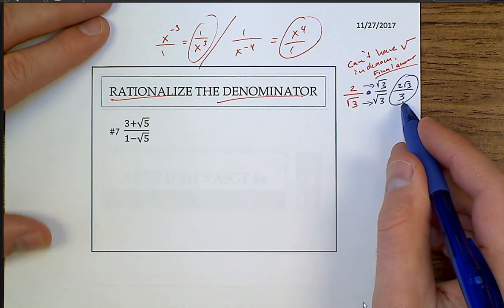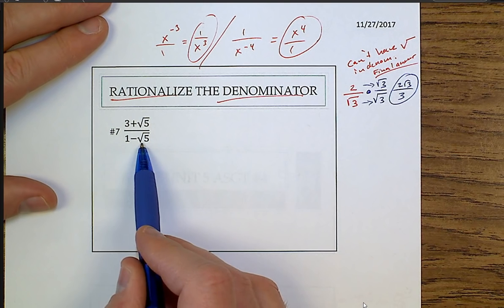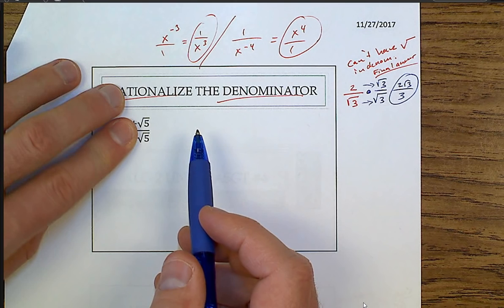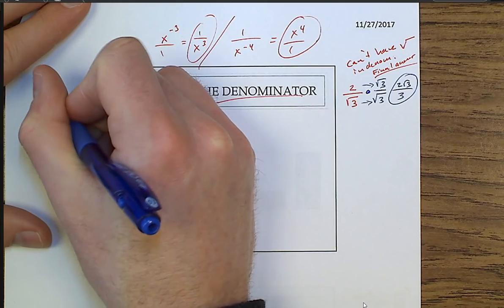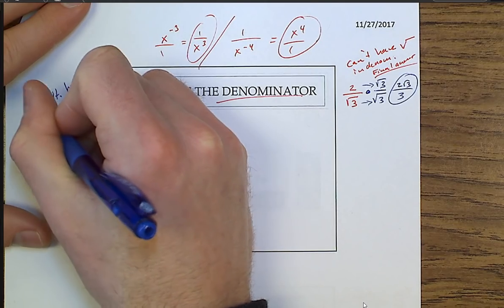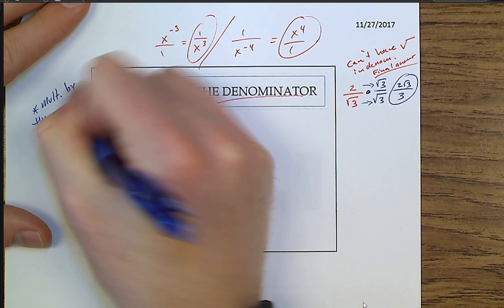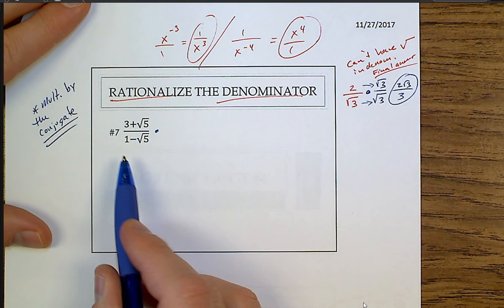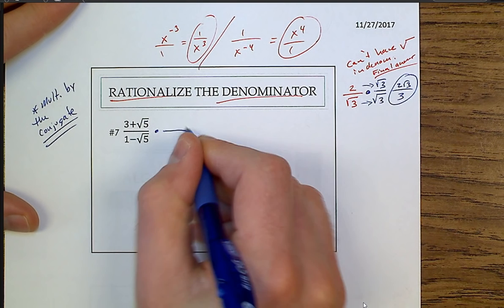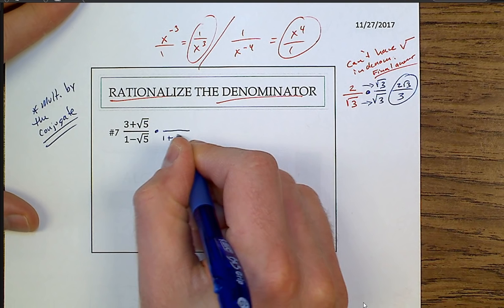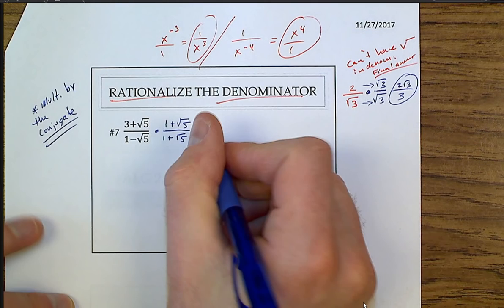Okay, so here it's a little different because we have a 1 minus radical 5. It's not just a radical 5. So what we're going to do here is multiply by the conjugate. Now, you've heard that word conjugate before, right? So if you have 1 minus radical 5, what's its conjugate? 1 plus radical 5.